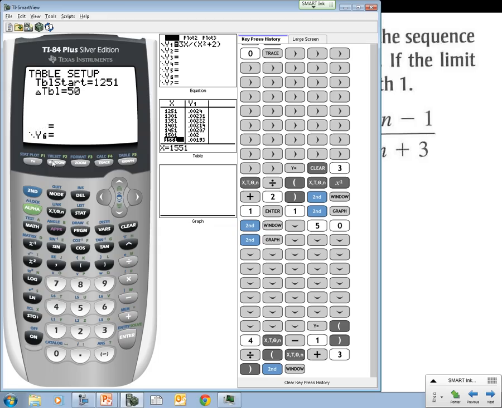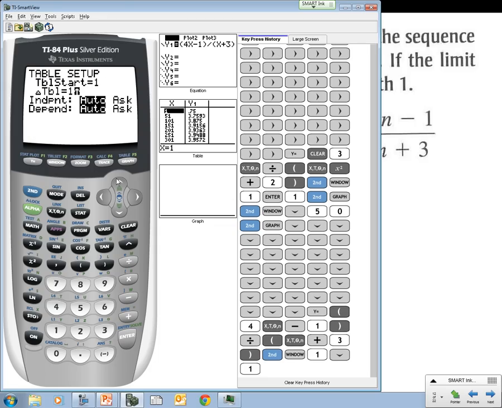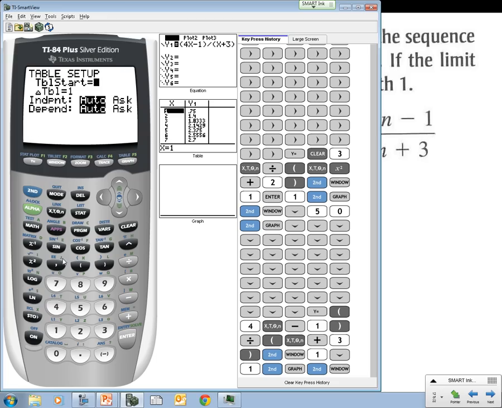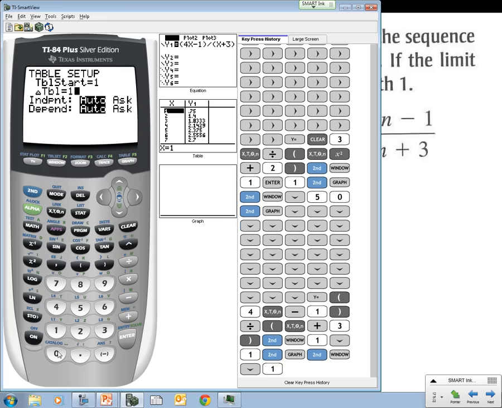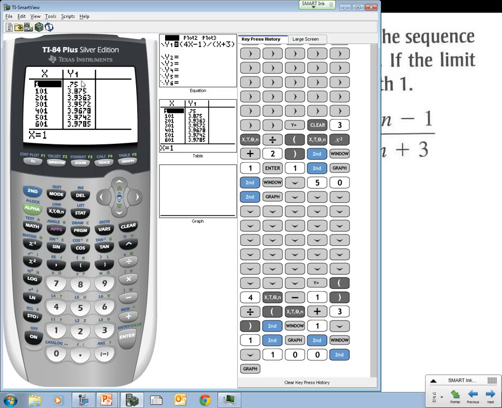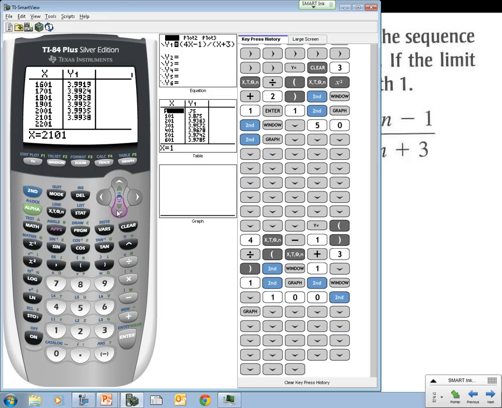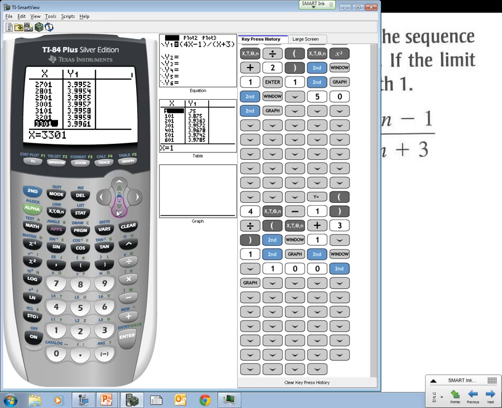Alright, so first we want the first 5 terms. So start at 1 and count by 1. And so here's your first 5 terms, 0.75, 1.4, 1.8, 2. Etc. all the way up to 2.375. And if we kept going forever, let's count by big numbers now, by 100. You can see that really quickly we're closing in on 4. And closer and closer and closer, but never quite going to reach 4.